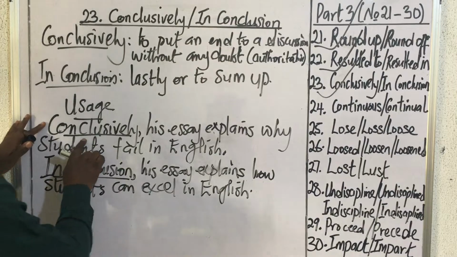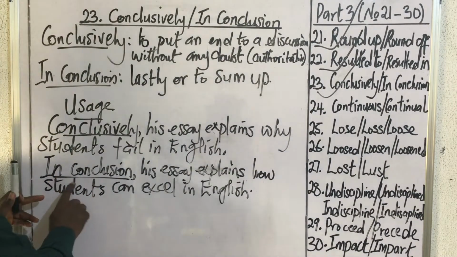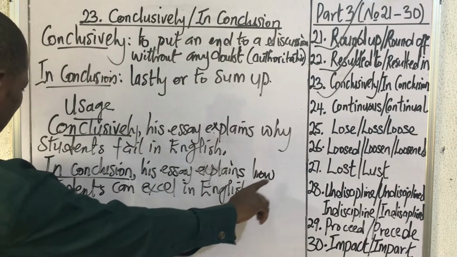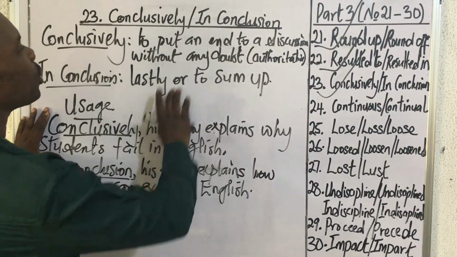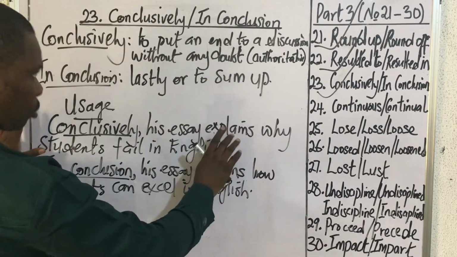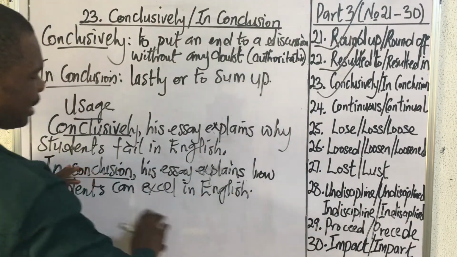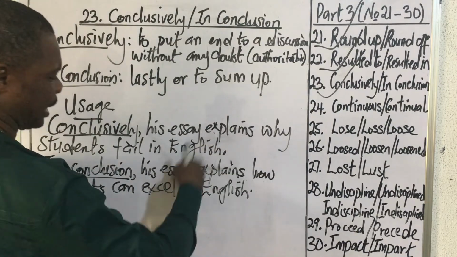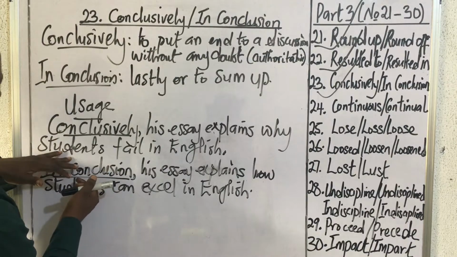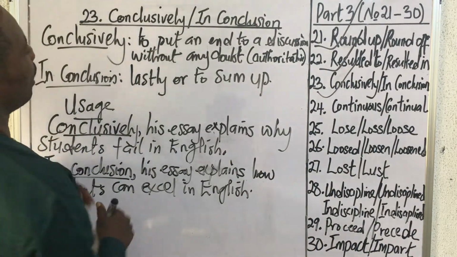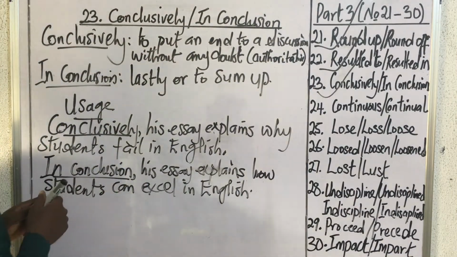Conclusively, his essay explains why students fail in English. But the second one says, in conclusion, his essay explains how students can excel in English. The first one is talking about putting an end to the discussion authoritatively. But this one is talking about summarizing the entire point, that is, to sum up the entire essay. Okay? So this is how conclusively and in conclusion can be used. Now let's look at the occurrence of these words in the past questions.